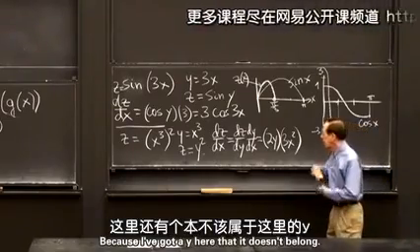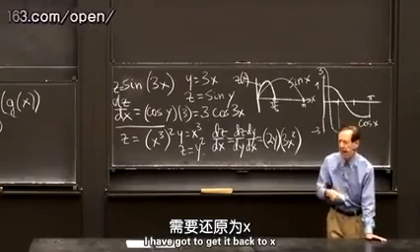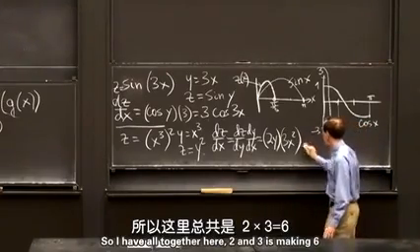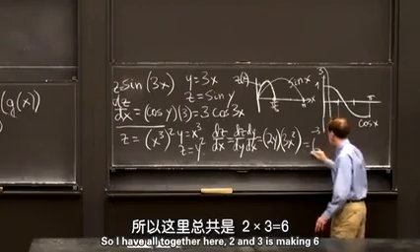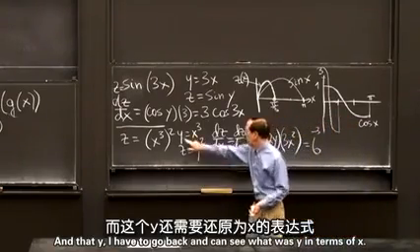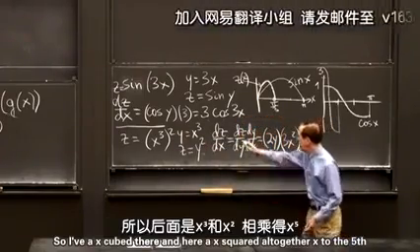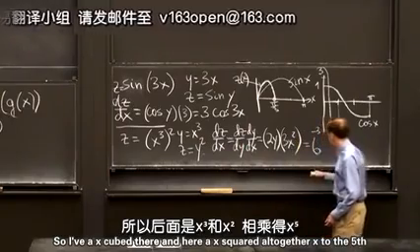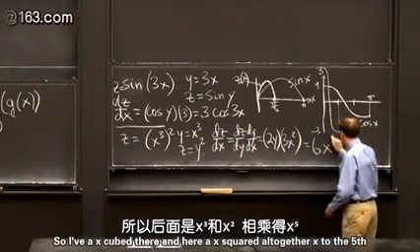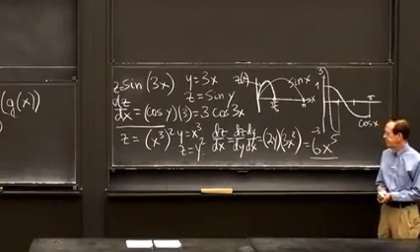There's the answer, but it's not final, because I've got a y here that doesn't belong. I've got to get it back to x. So I have altogether 2 times 3 is making 6. And that y, I have to go back and see what was y in terms of x. It was x cubed. So I have x cubed there, and here's an x squared. Altogether, x to the 5th. Now, is that the right answer?